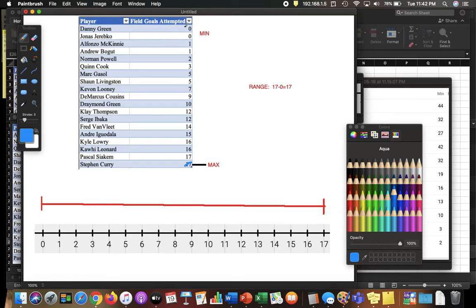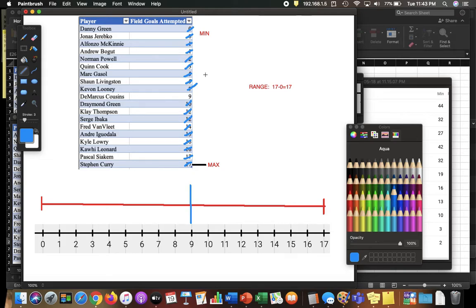Cross out the biggest, cross out the smallest. Again, cross out the biggest, cross out the smallest, repeating this until only one number remains. DeMarcus Cousins is number 9. I am going to draw a line by number 9 to show this is our median.